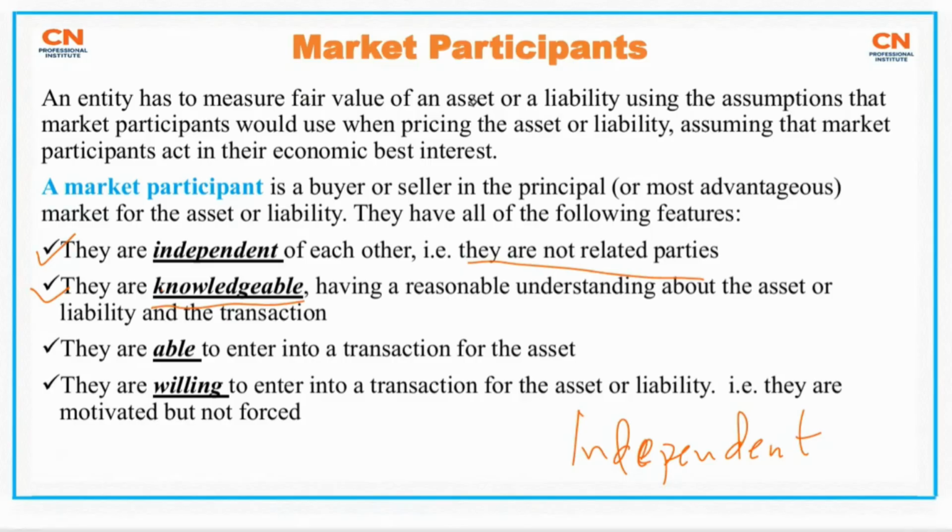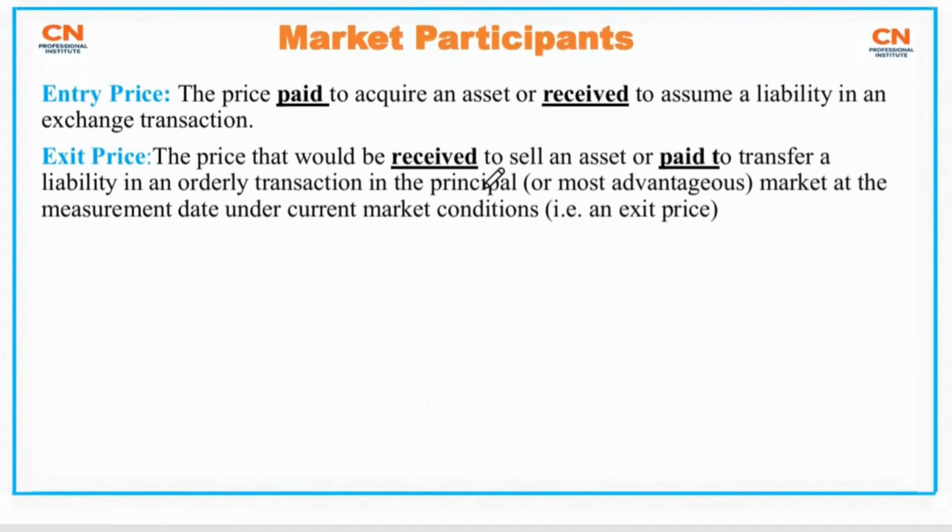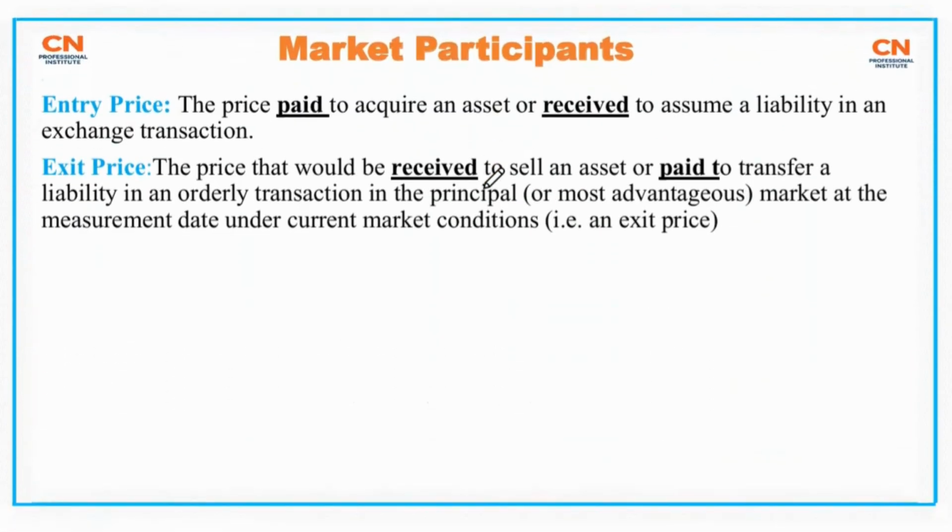So we see market participants are knowledgeable of the asset that they're buying, or of the liability that they are transferring, and they are also willing. It means that they are not forced, but they are motivated. So these are features of market participants per IFRS 13: they are independent, they are knowledgeable, they are able to enter into the transaction, and they are willing to enter into the transaction. And then lastly, we have the entry price and the exit price.